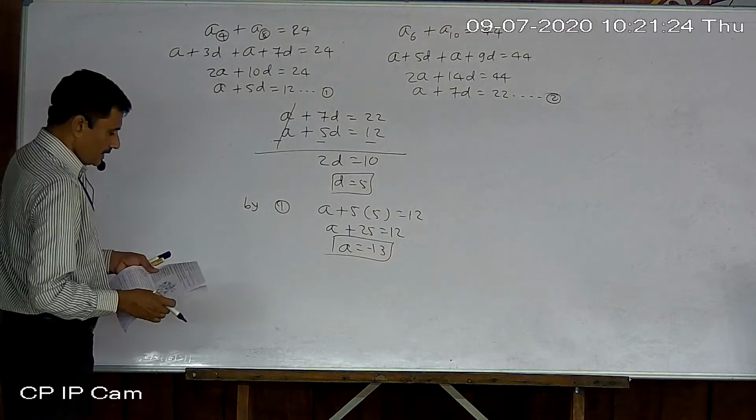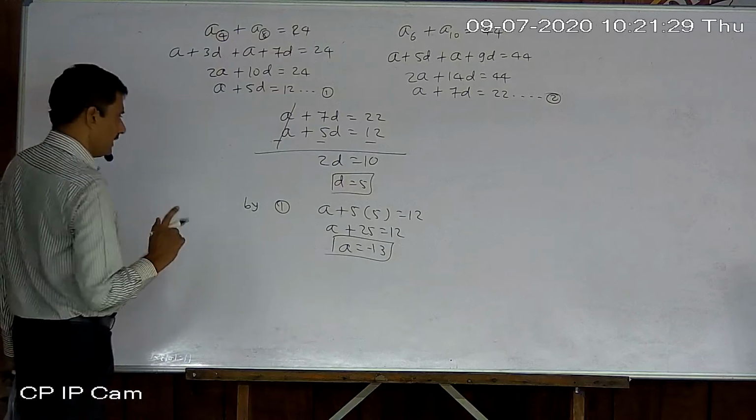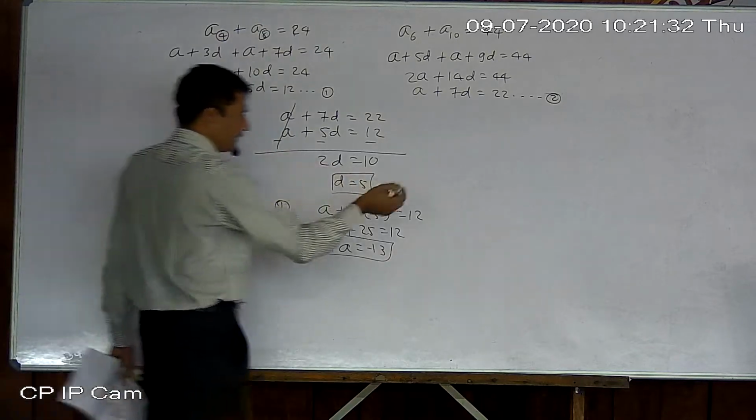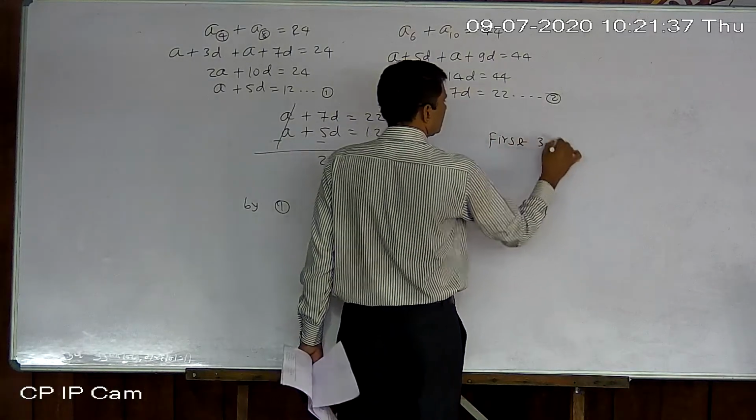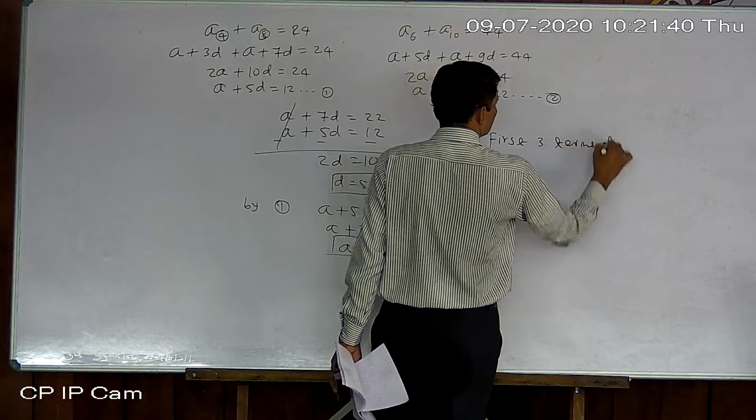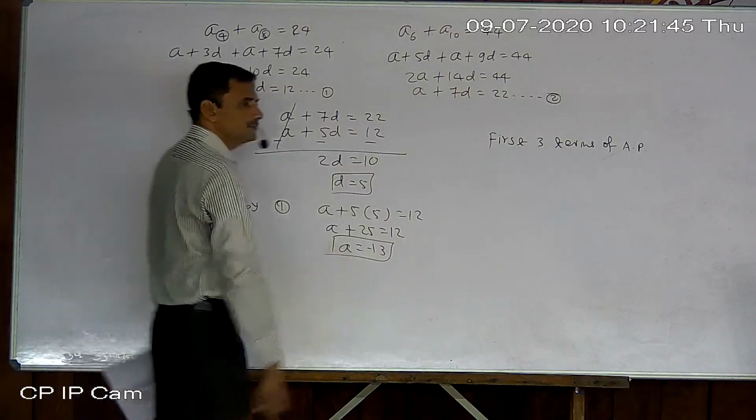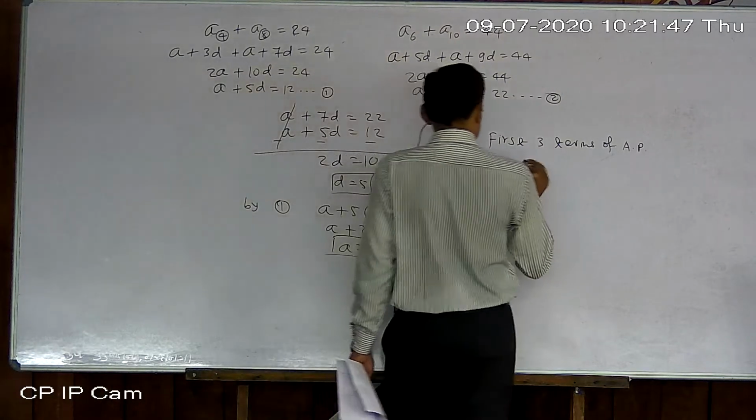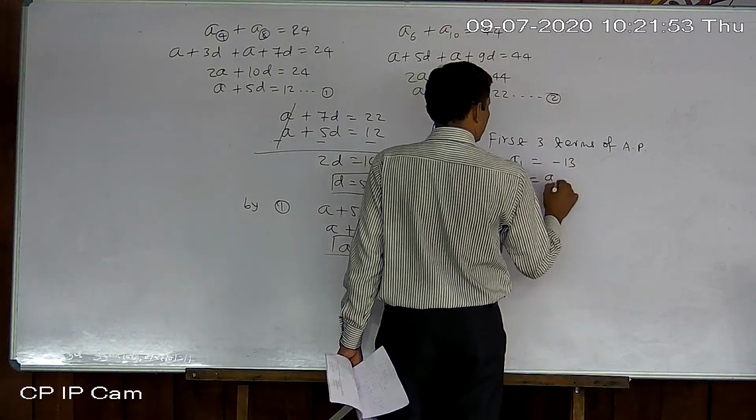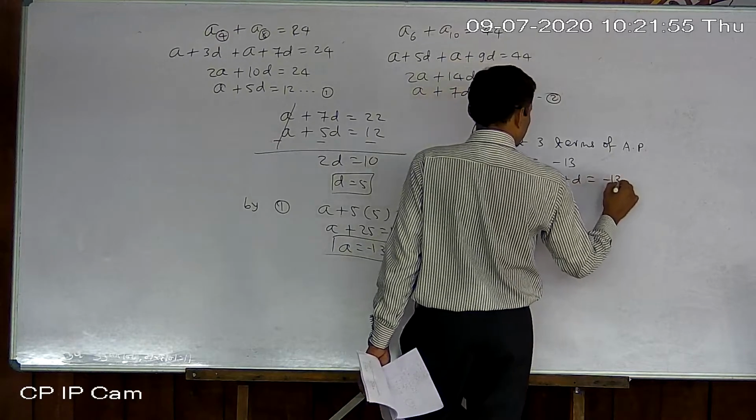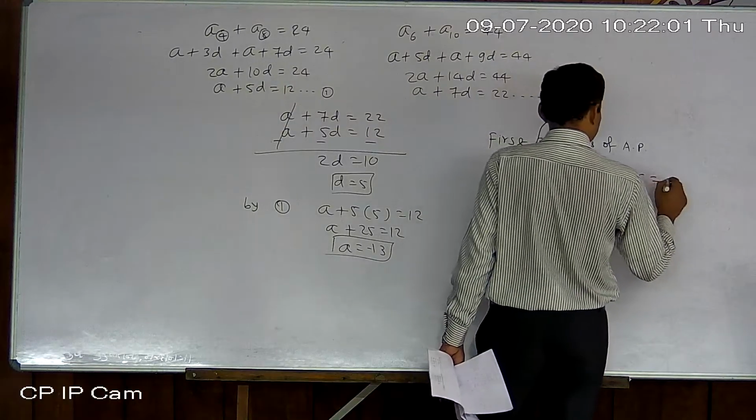Now, find the first 3 terms of the AP. So I write here first 3 terms. Start from minus 13. Okay, so the first term is minus 13. Second term a1 plus d, so minus 13 plus 5. Okay, so it is minus 8.